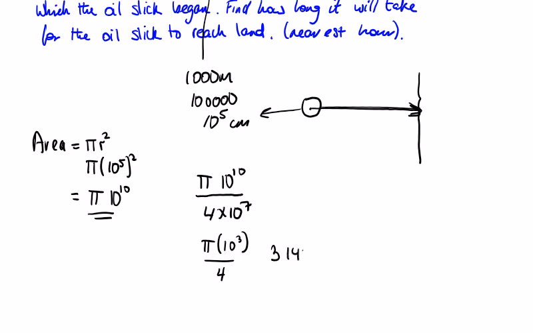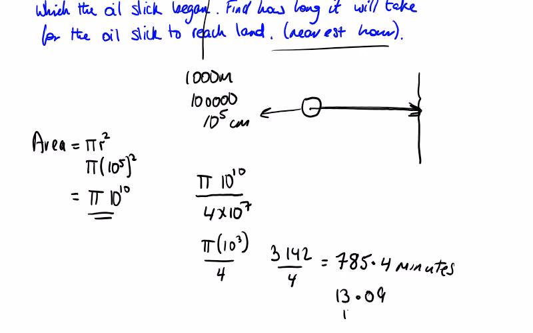1,000 by 3.142 divided by 4. And if I divide that in, I'm going to get 785.4. That will be in minutes. And if I convert this to hours, to the nearest hour, so I need to divide by 60, I'm going to get 13 hours. Well, actually, I don't need the minute part. I won't bother to work that out. 13.09, which is 13 hours.